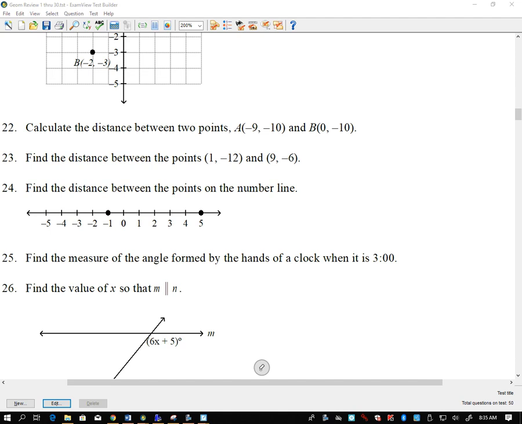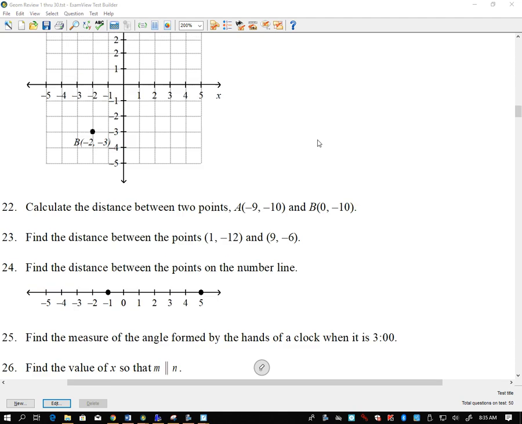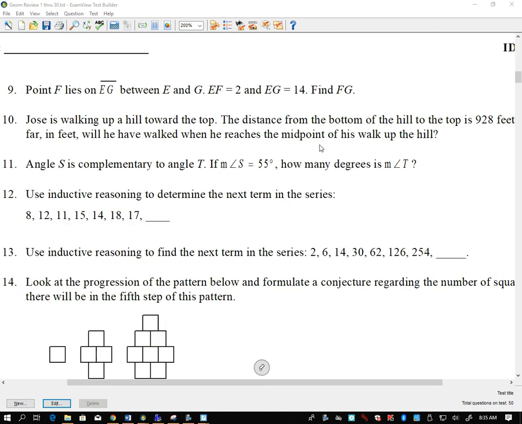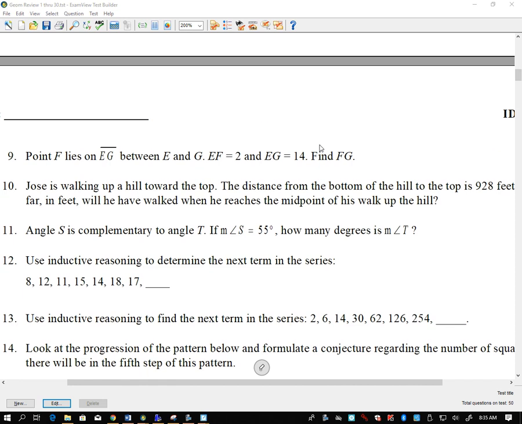Question number 4. Number 4 is fairly similar to number 1 that we saw. Let's see if I got one here that looks like it. I want to say number 9 is closest to it. Again, we would have to draw a picture. Point F lies on EG. Between E and G, EF is 2. EG is 14. Find FG. I'll work this one out, and then I'll try to make an example more similar to one on the test.